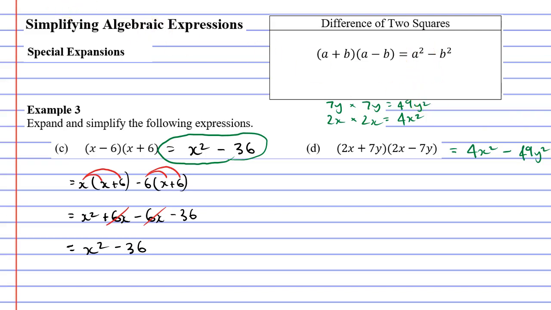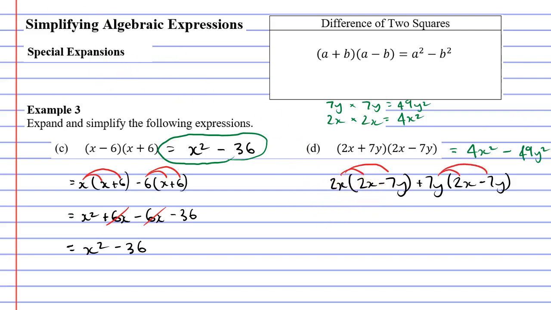Okay, so let's do it the long way now. In my first set of brackets, I've got 2x and 7y. So I'm going to write 2x next to my second set of brackets, 2x minus 7y. And then positive 7y next to my second set of brackets, 2x minus 7y. And then I'm going to expand this by multiplying, like so.